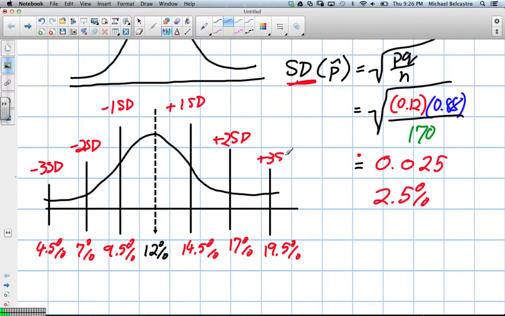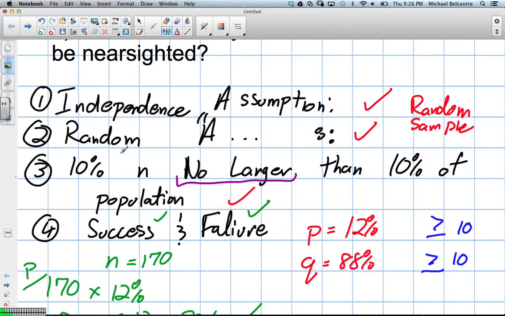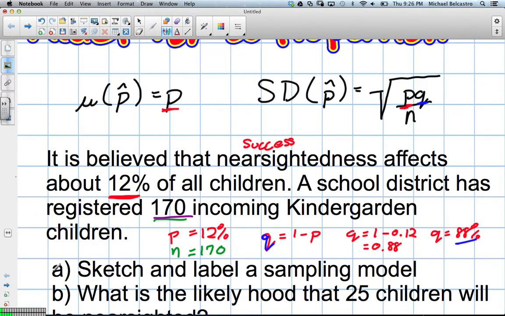So this is our model. This was the answer to question 1. We've created our model here. We have our 12% in the middle, and we have all of our standard deviations. We had to verify with all those numbers before that we were allowed to create this normal distribution. Once we verified everything, we were allowed to create this. That's number 1: sketch and label a sampling model.